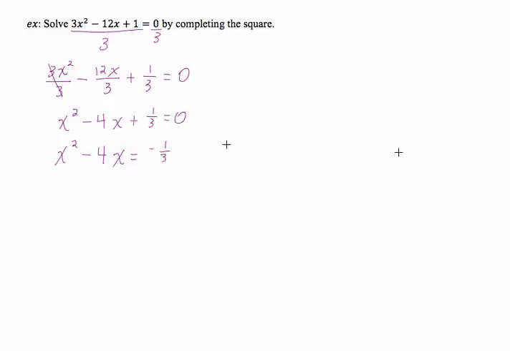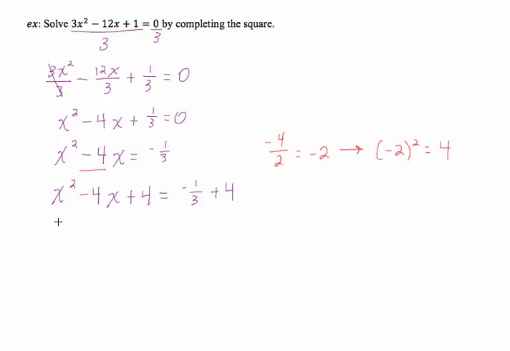And then we take this coefficient of b, which is -4. We divide that by 2, and then we square the result to get 4. So it looks like we're going to be adding 4 to both sides. So we have x squared minus 4x plus 4 equals -1/3 plus 4.